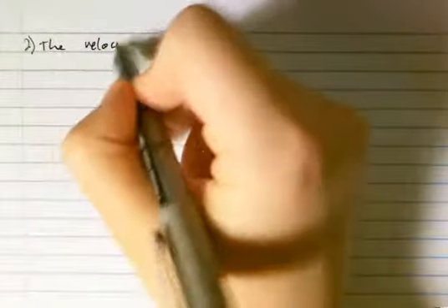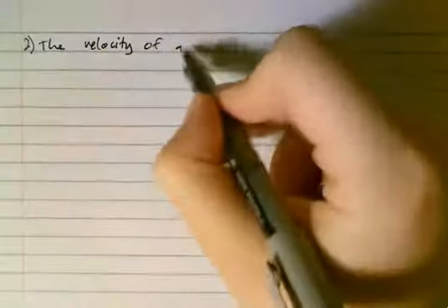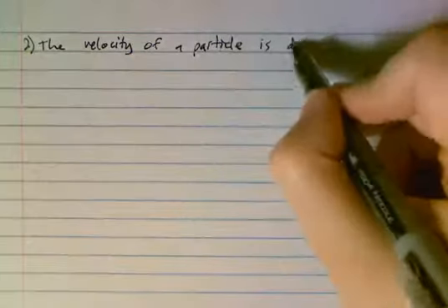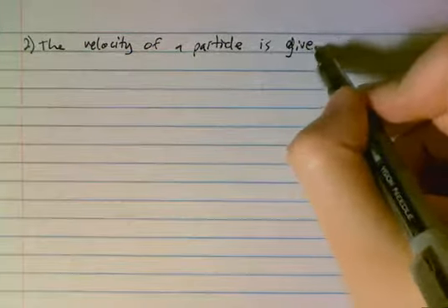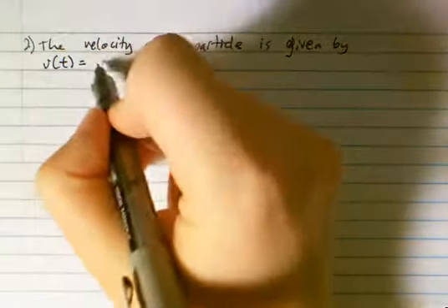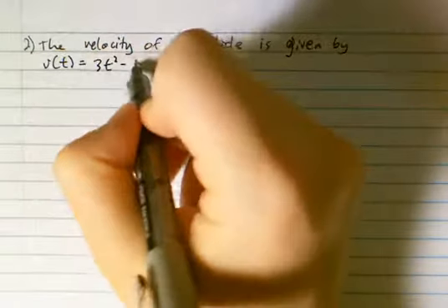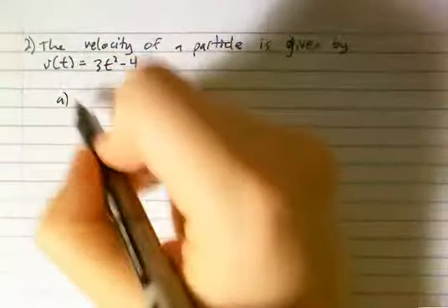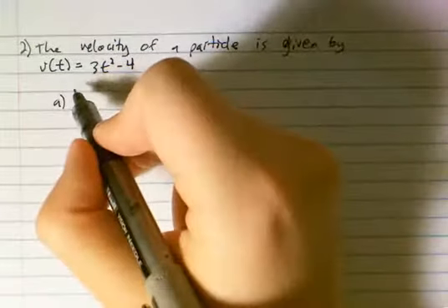Let's look at a few more. The velocity of a particle is given by v of t equals 3t squared minus 4. So our first problem, let's find the acceleration at time t equals 3.